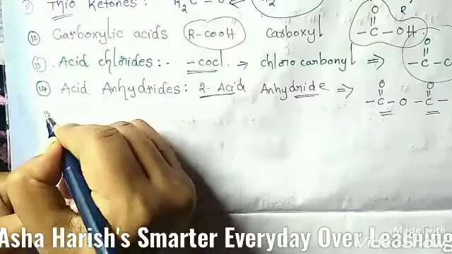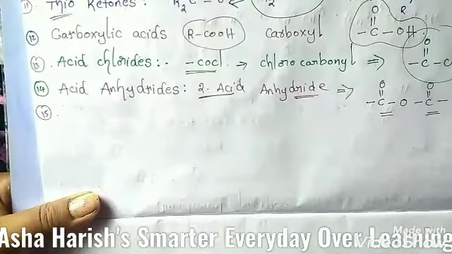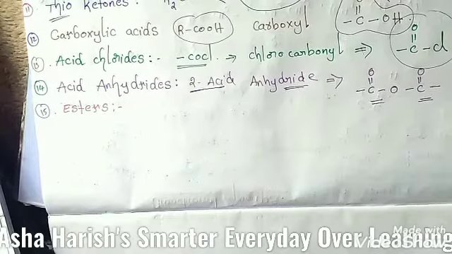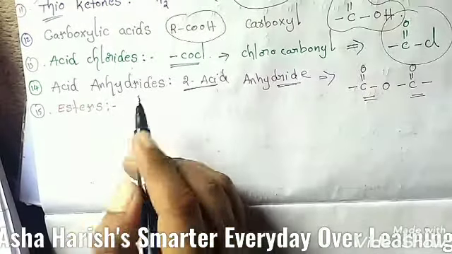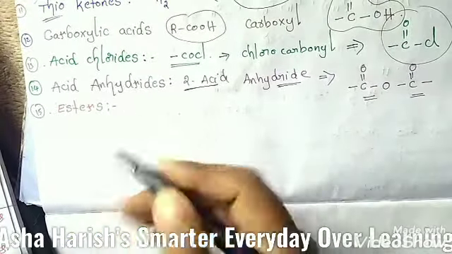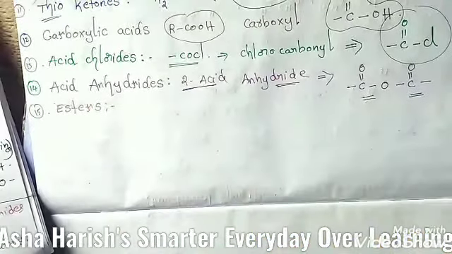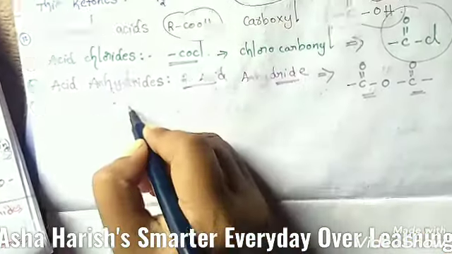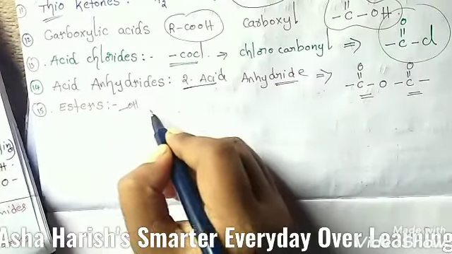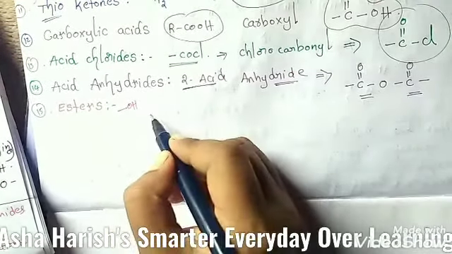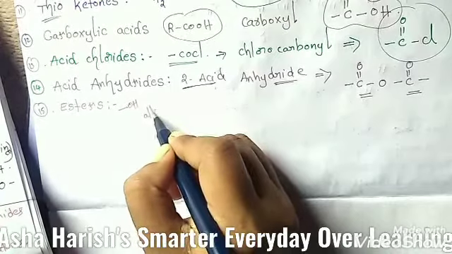And number 15, esters. These are chemical compounds derived from an acid, either organic or inorganic, in which at least one hydroxyl group must be present and replaced by an alkyl group.